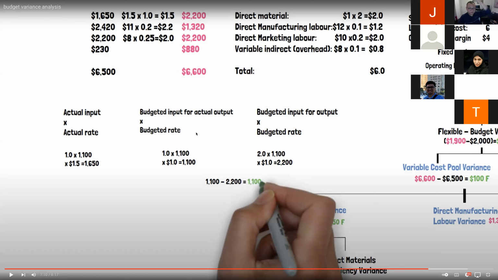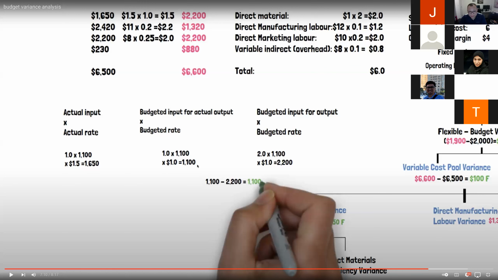So here the 1 pound, that's the actual input. This here must be a typo. So 1 pound times 1,100, that's how many pounds of the materials you need. But you multiply by the standard rate. The standard rate is not $1.5. The standard rate is $1 per pound. So then you figure out that there's this number in the middle, 1,100.